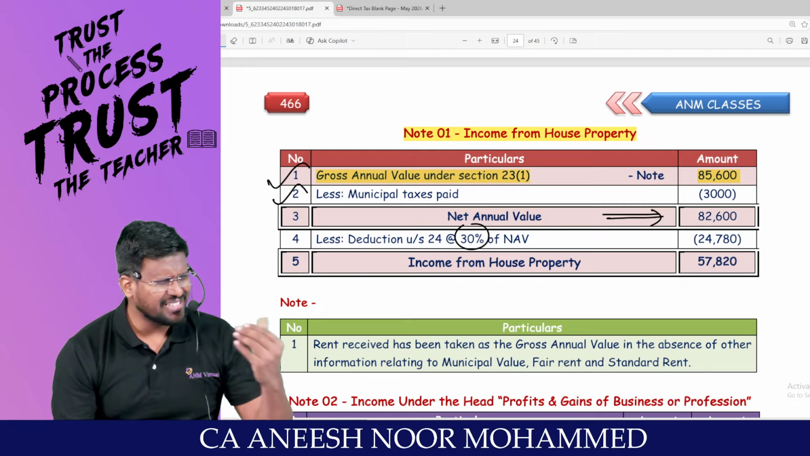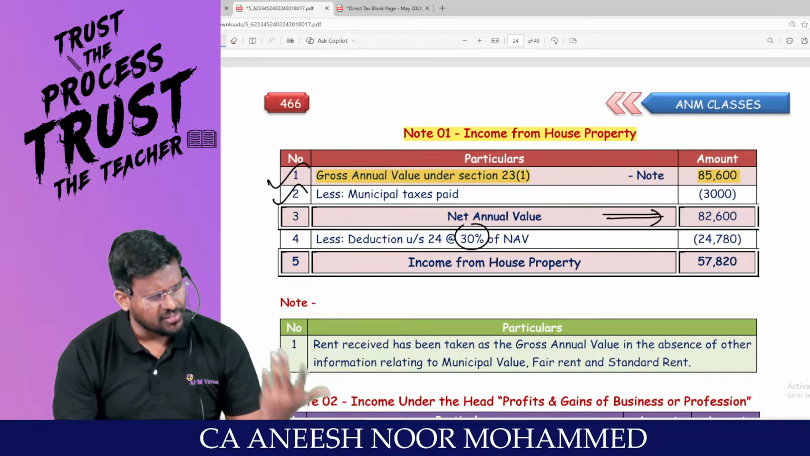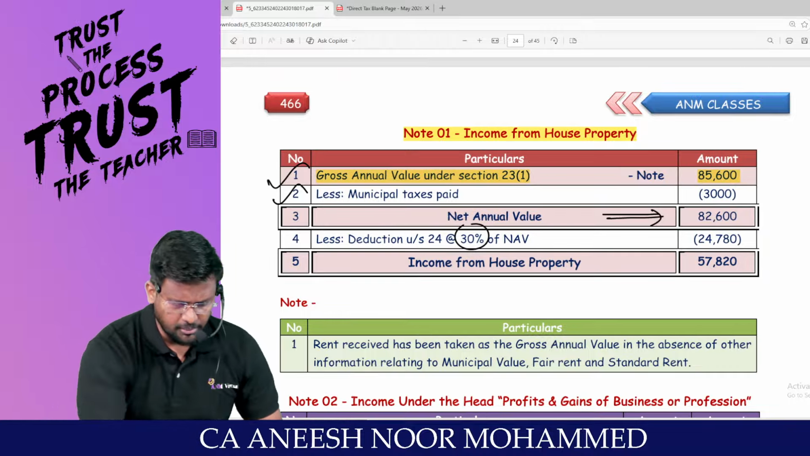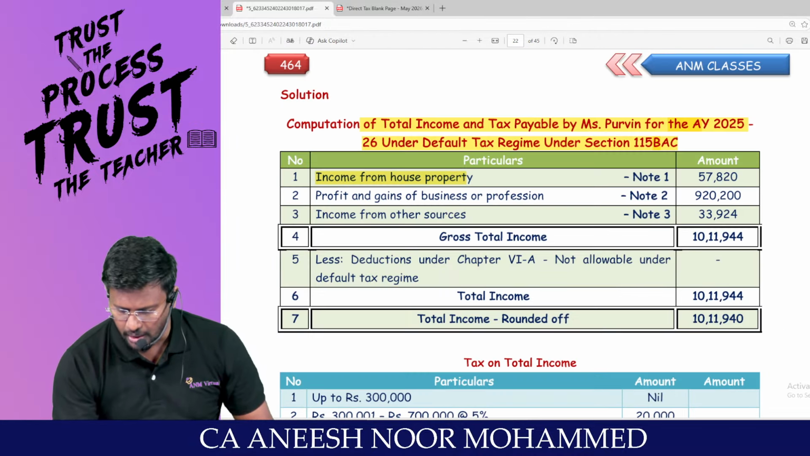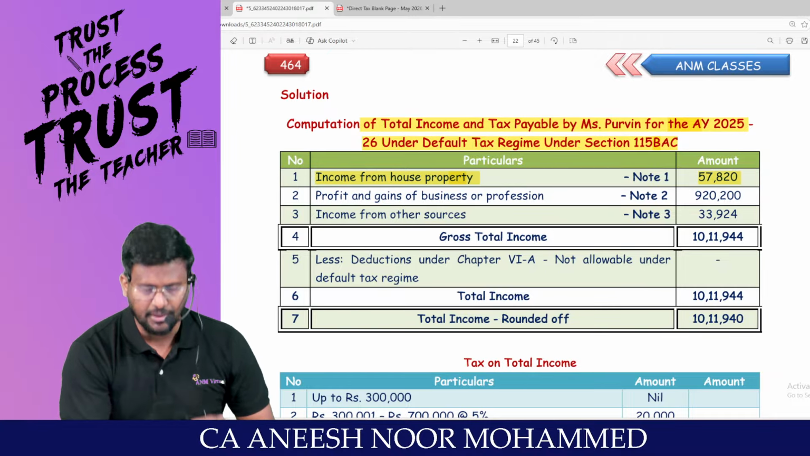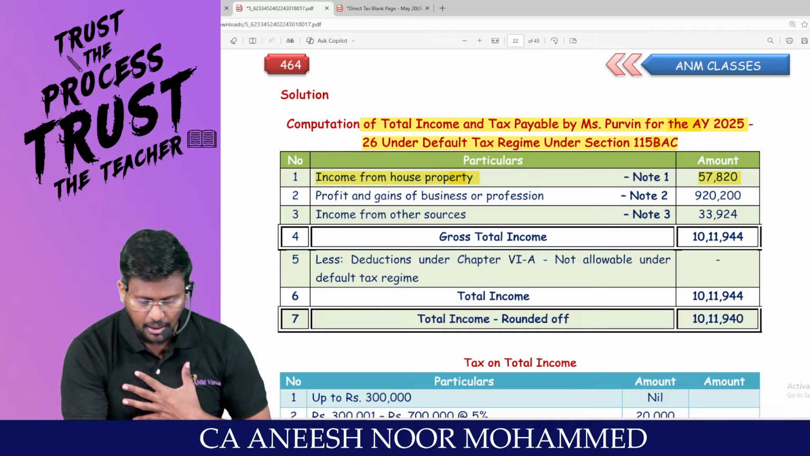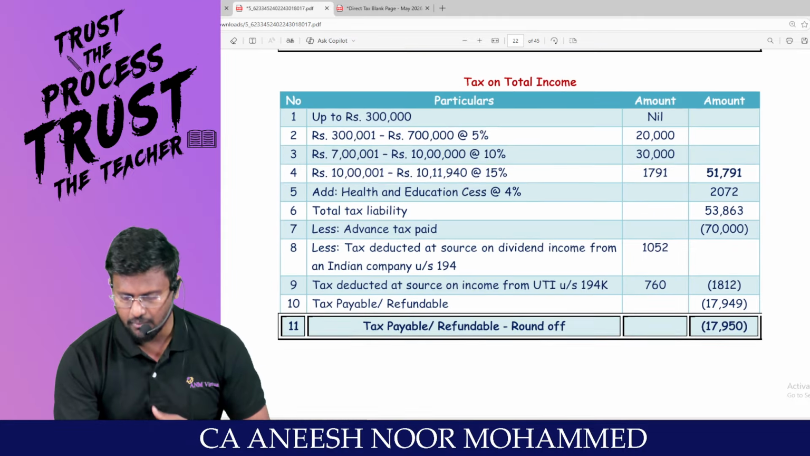Sir, this is allowed under both the default tax regime and the optional tax regime. So income from house property will be 57,820. We have completed 57,820. The real hero we are coming, PGBP, my dear lovable students.